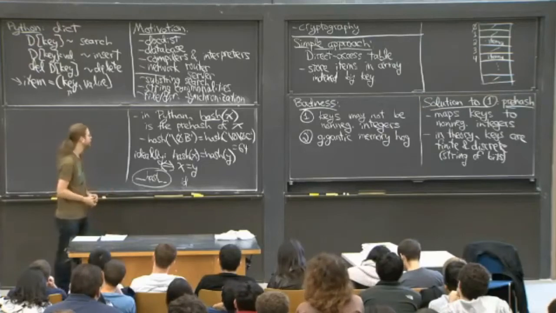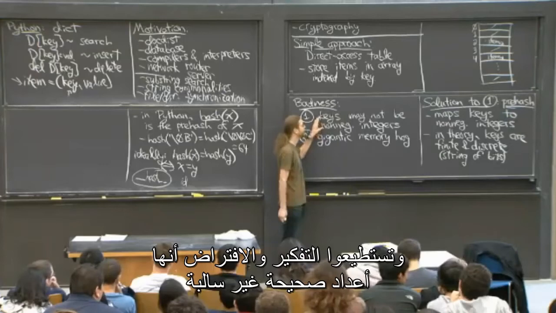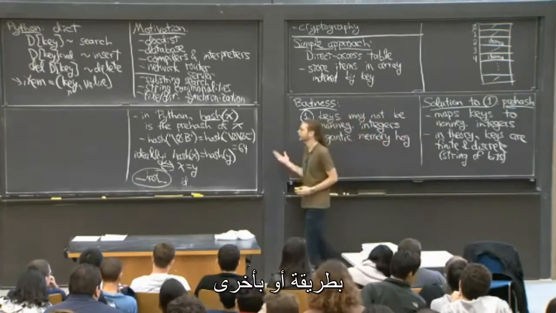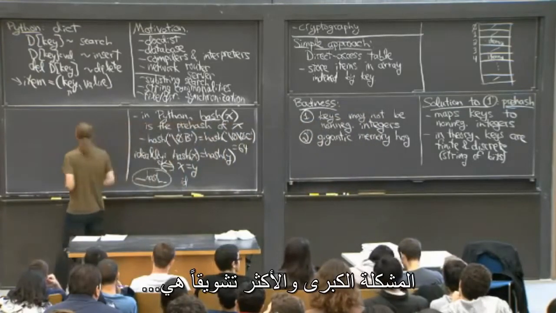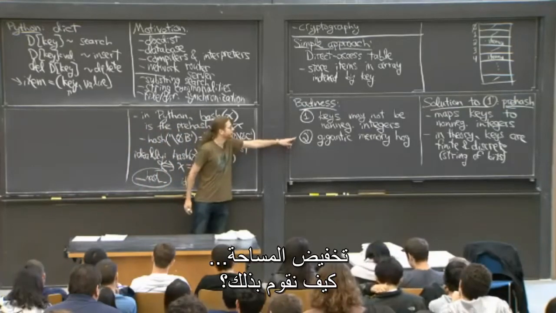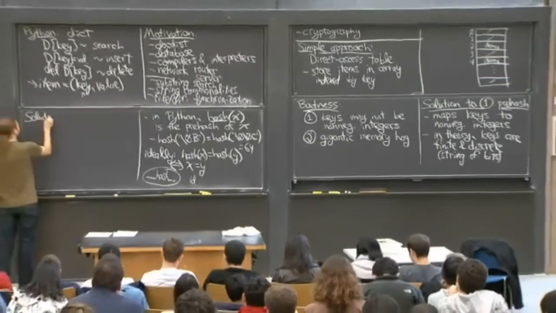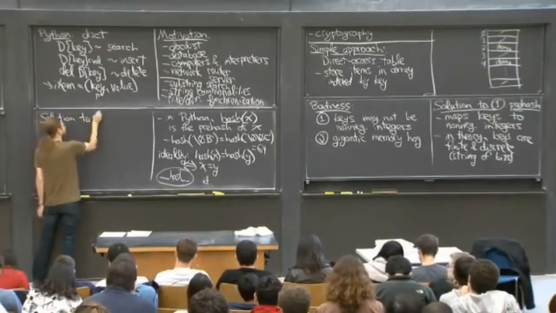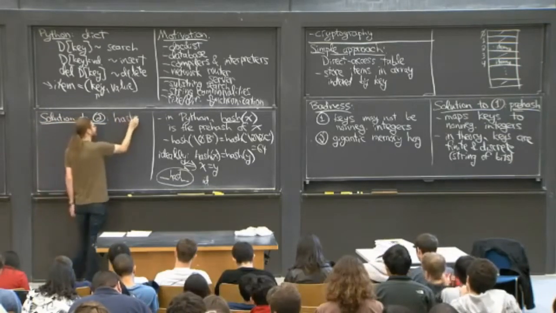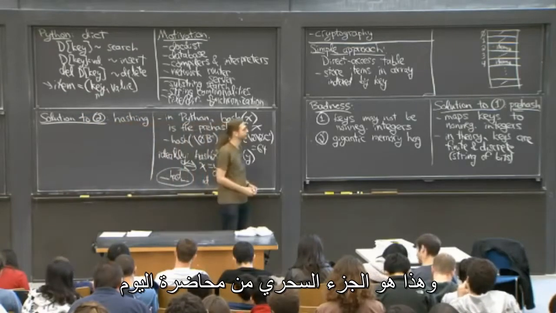All right. So hopefully you're reasonably happy with this. You could also think of it as we're going to assume keys are non-negative integers. But in practice, anything you have, you can map to an integer, one way or another. The bigger problem, in a certain sense, or the more interesting problem, is reducing space. So how do we do that? This would be hashing. This is sort of the magic part of today's lecture.